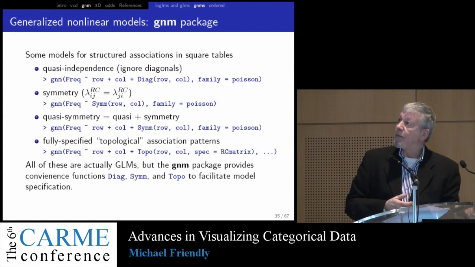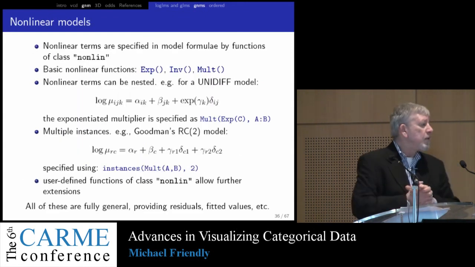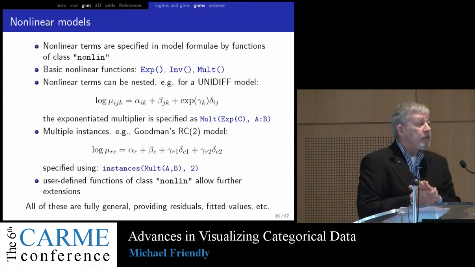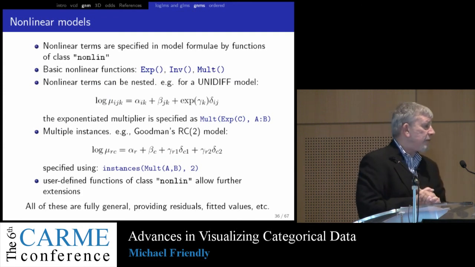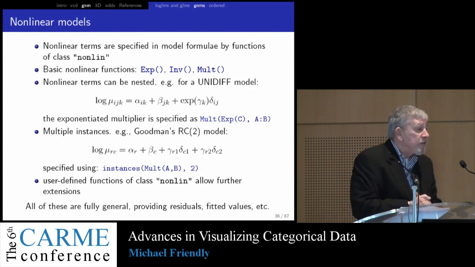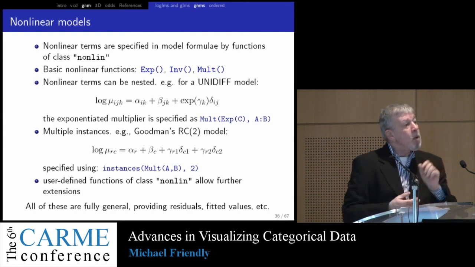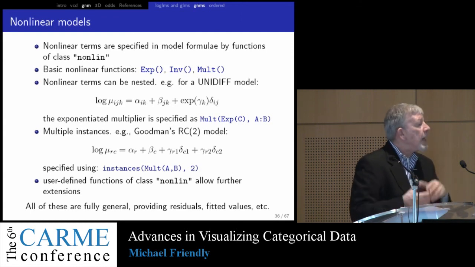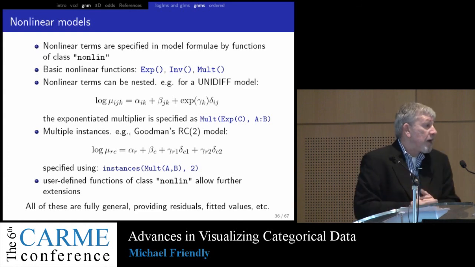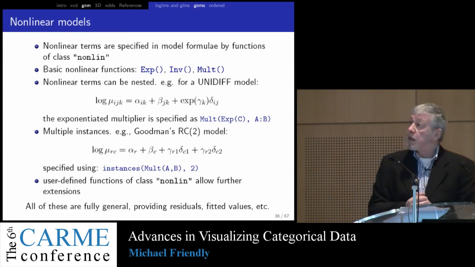the gnm package makes them quite easy to specify. So here are some examples of nonlinear models specified by functions of class nonlin. And the basic functions are exponential, inverse, and multiplicative. But the important thing is that these can be combined in arbitrary ways to express essentially any nonlinear model.